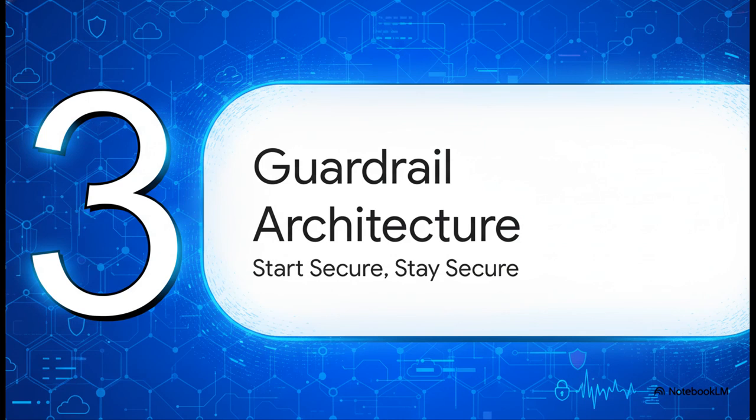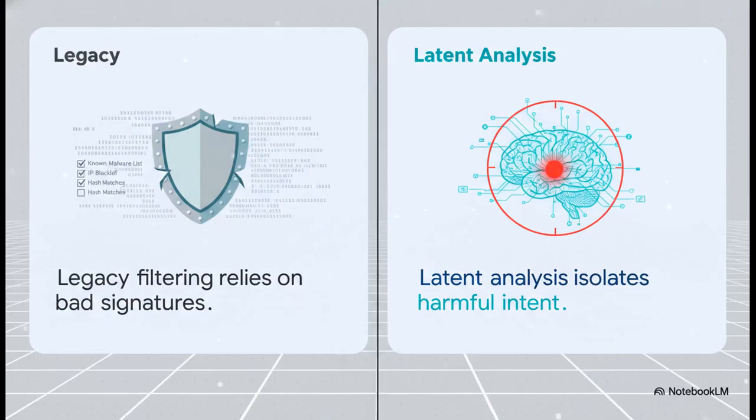Let's move to Section 3. The Defender guardrail architecture. This whole approach is built on Microsoft's Start Secure, Stay Secure framework, bridging your cloud posture management directly with real-time threat protection. To mitigate this, we really have to rethink our underlying tech. Legacy filtering relies on bad signatures, right? It's looking for known malicious words or snippets of code. But AI threats are conversational. There is literally no bad code to catch.